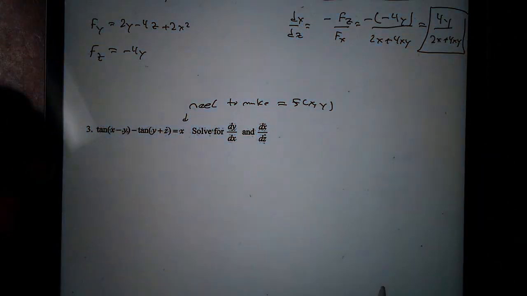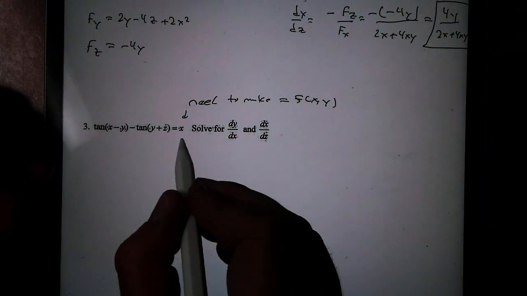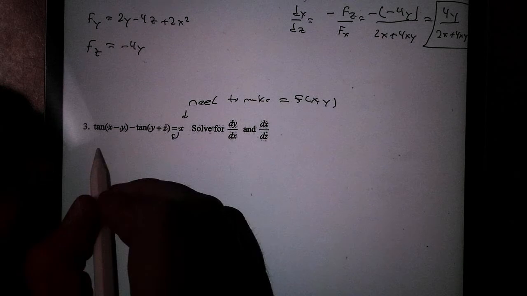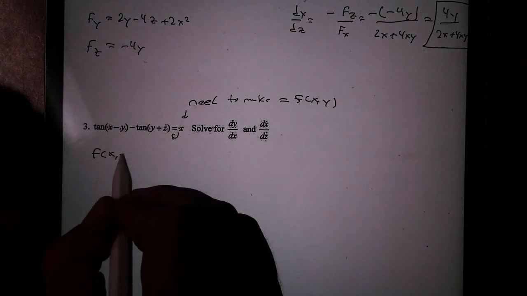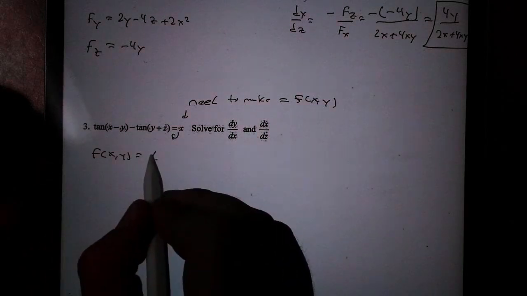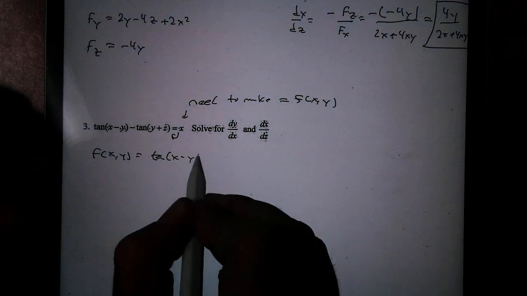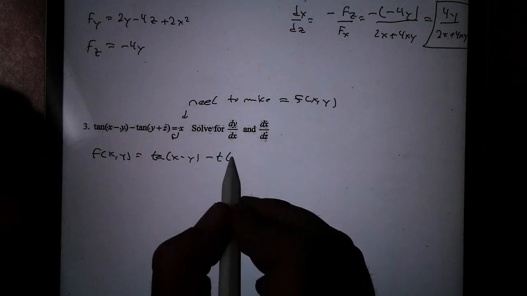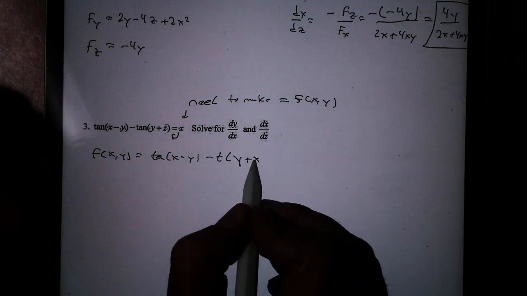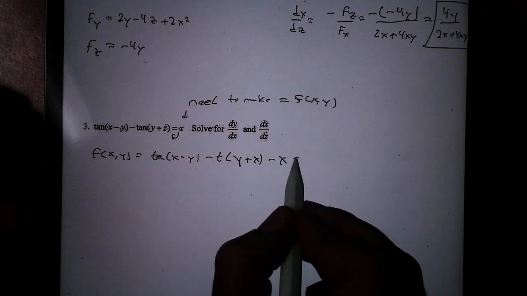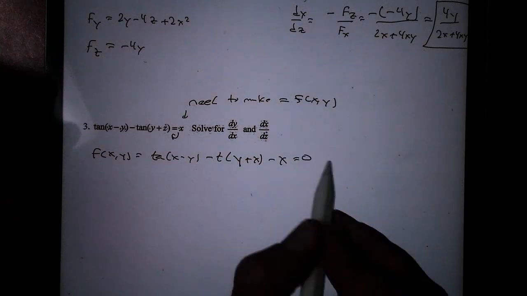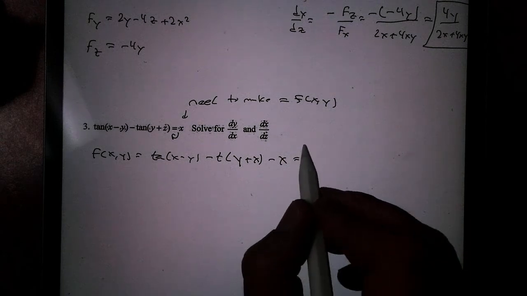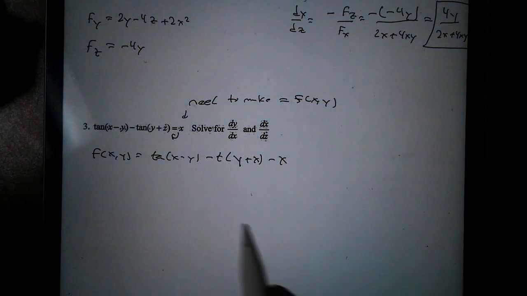So this one we have to do a little bit of algebra, so we've got to bring our x over. So we would get the function f of xy would equal tangent of x minus y minus the tangent of y plus x minus x minus x. And just leave it at that. You can say it equal to 0 if you want to. You don't have to do this part. Okay, this is just good.